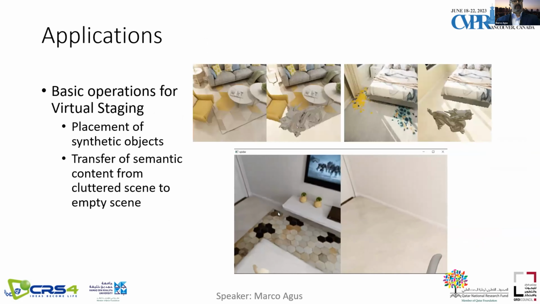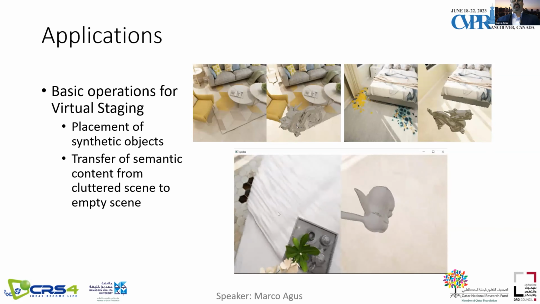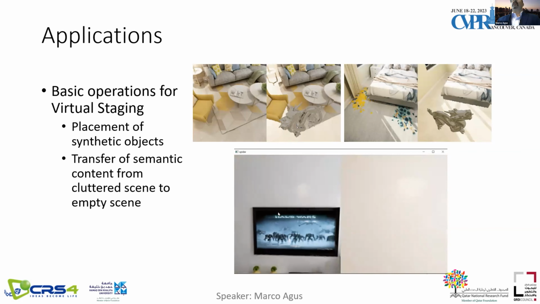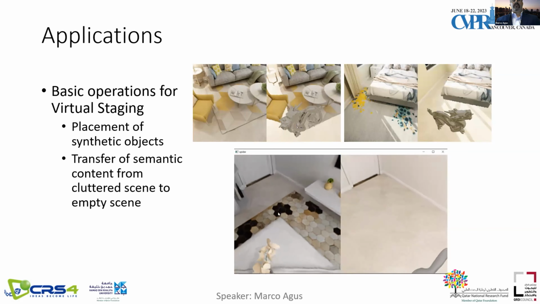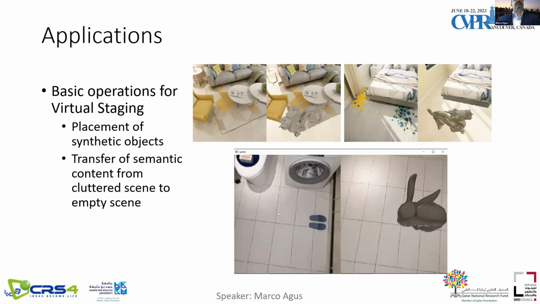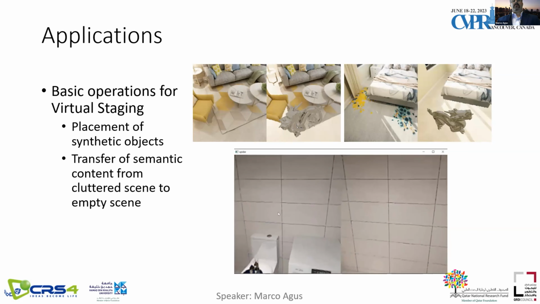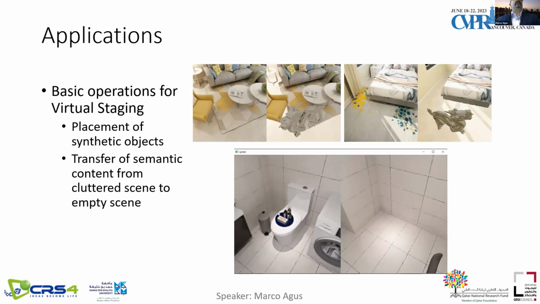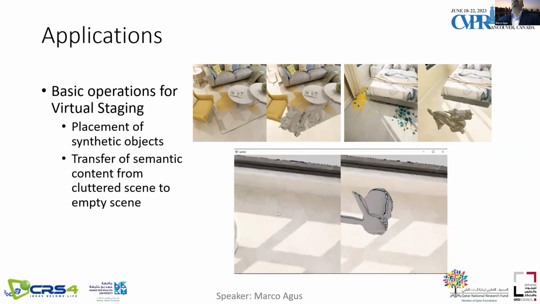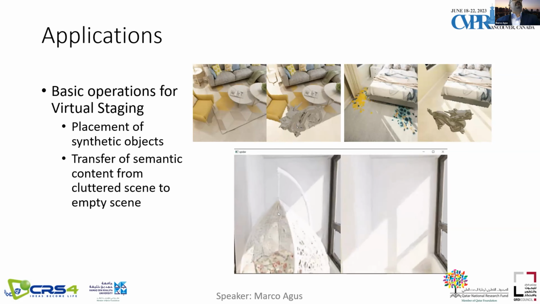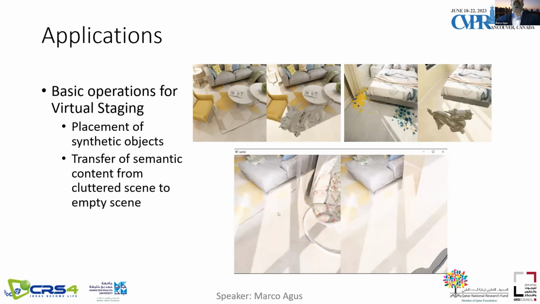And these are some examples of what we can do with our framework, and we can have a version of the scene that is with a clutter and a version of the scene without clutter. And we can insert virtual objects. In this case, as simple 3D graphics objects, but you can imagine that you can also insert virtual furnitures, and you can also transfer semantic content between the full scene and the empty scene.